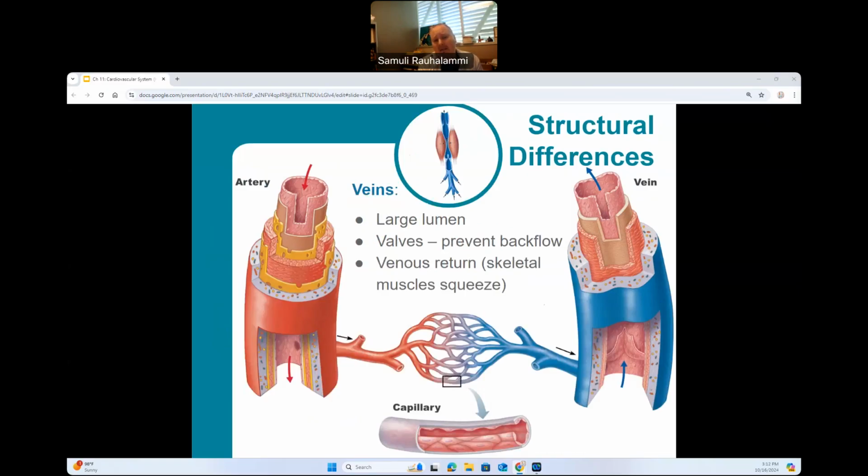Another thing that we see with the veins that's characteristic is that they have valves that help with preventing backflow of the blood. So blood only moves towards the heart, not in the other direction, even against gravity. We also see that the lumen of the veins is larger than that of the arteries. And the final concept is the concept of venous return.